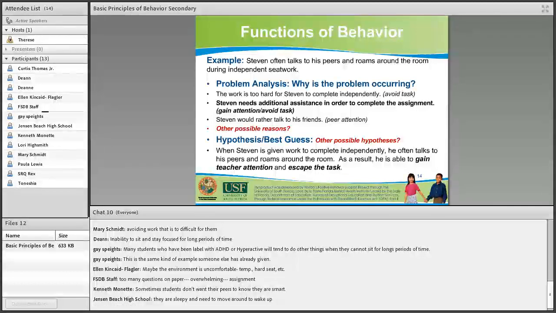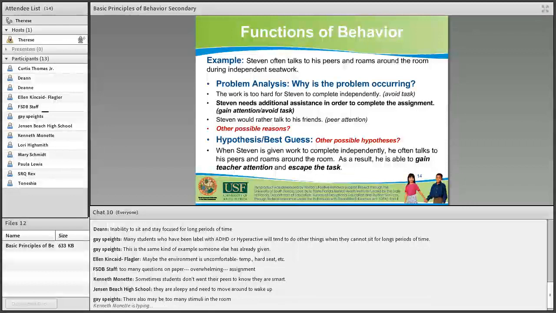So if they were to sit in their desk and complete the assignment, their peers would see them and they would tease them because, oh, he's a smart kid, he's playing by so-and-so's rules. So yeah, I would say that the function of the behavior in that particular instance is that they're avoiding negative peer attention. Jensen Beach High School, that's a great example. They're sleepy, they need to move around to wake up. So then the function of that, you'd say that they're escaping the feeling of sleepiness.